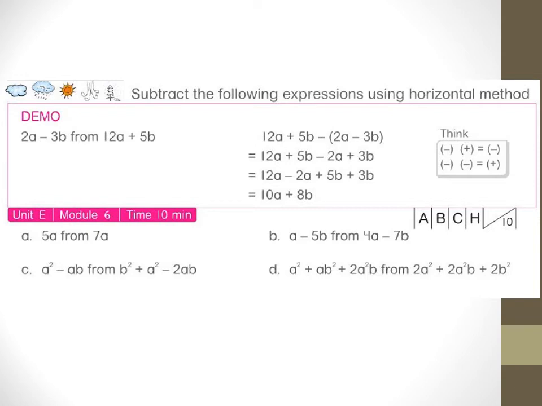Now subtract the following expression using horizontal method. So look at the demo carefully now. We have to subtract 2a minus 3b from 12a plus 5b. So what we will write? 12a plus 5b we will write as it is. Then we will put a negative sign, that is a minus sign. Then we will write the first expression within bracket. That means within bracket 2a minus 3b, and there is a negative sign in front of it.